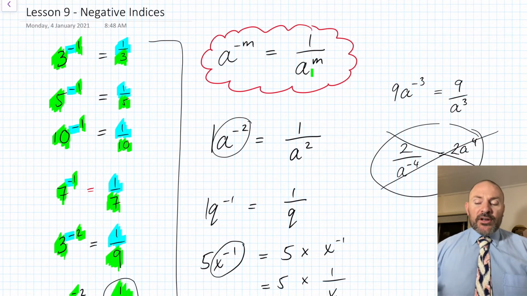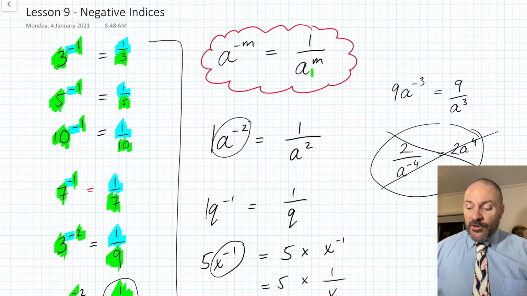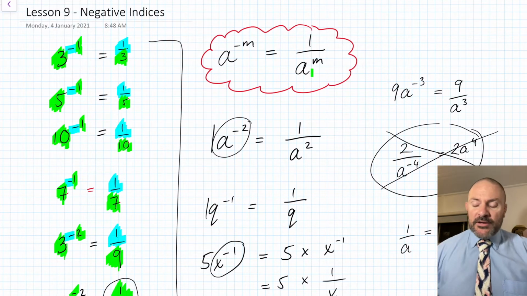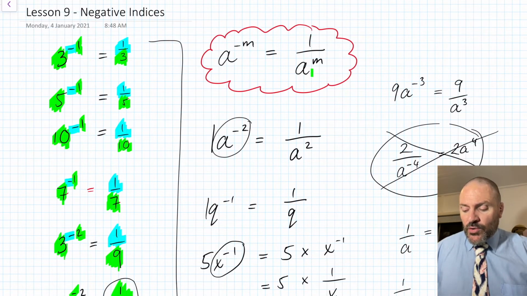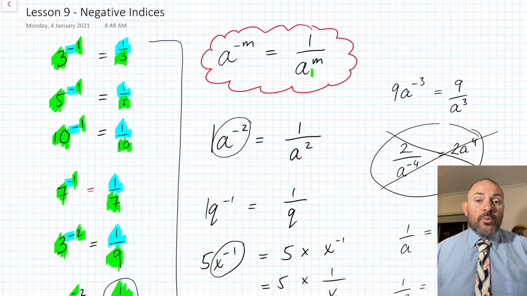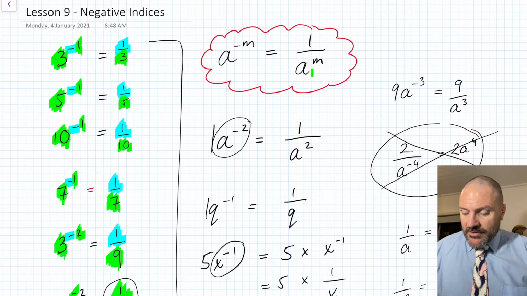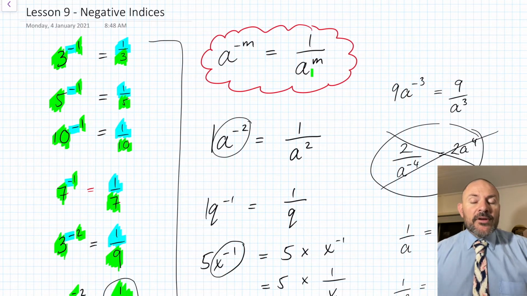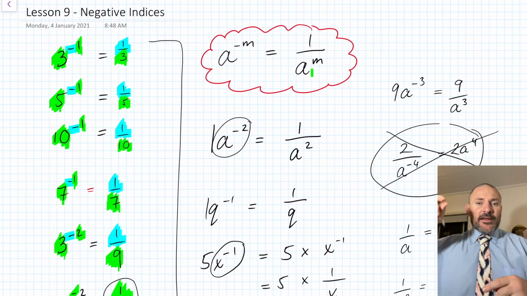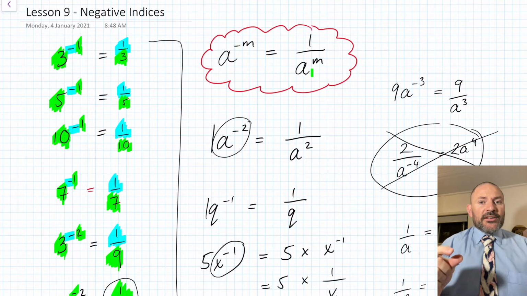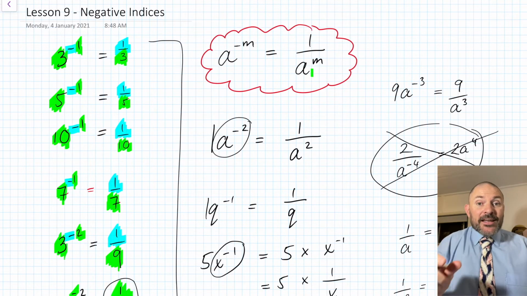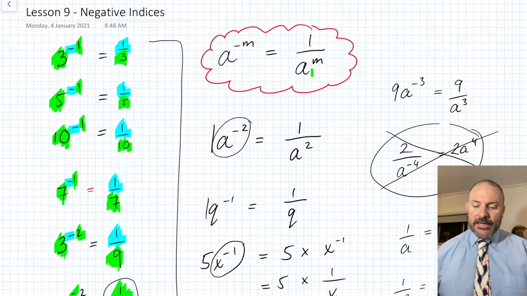Now, the other way we look at it, we can give you the fraction, for example, 1 over a, and we can say write with a negative indice, which means it's just a to the negative 1. I could give you 1 over q to the power of 3 and say write with a negative indice. Well, the q comes upstairs, and when it comes back upstairs, that's what happens, it goes negative. So I like this upstairs, downstairs thing. If you've got a negative indice upstairs, you bring it downstairs and make it positive. If it's already downstairs, you bring it upstairs, okay?